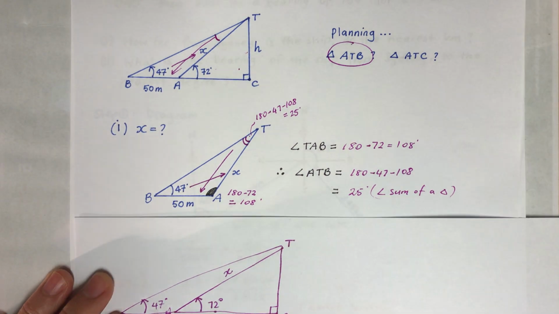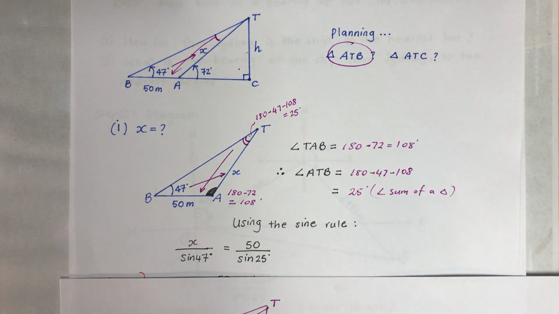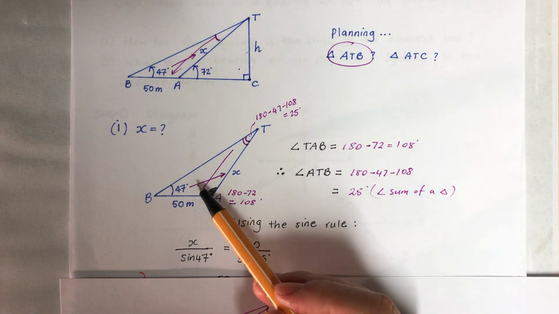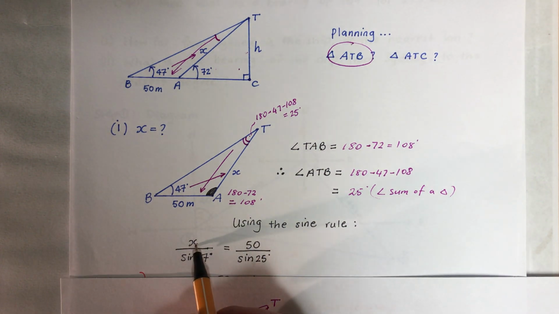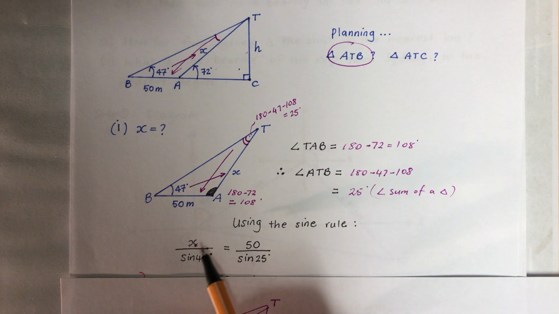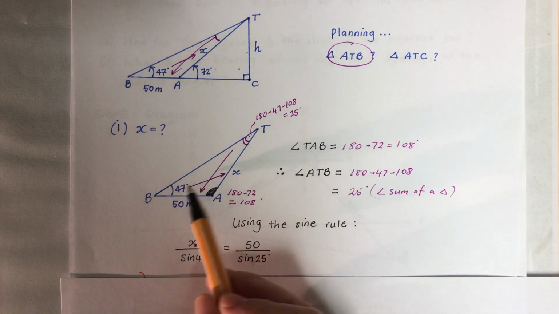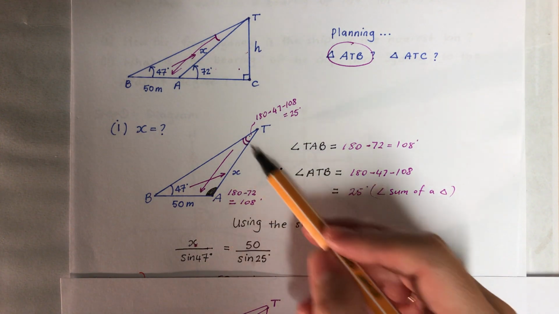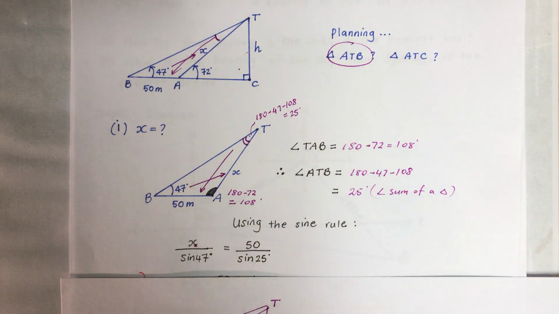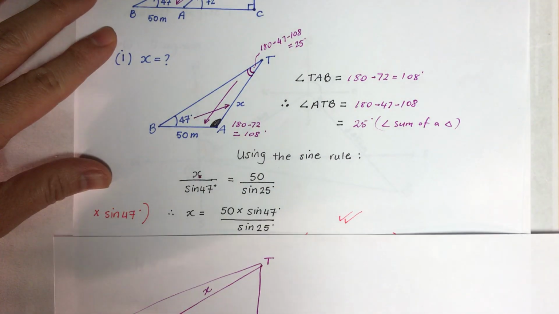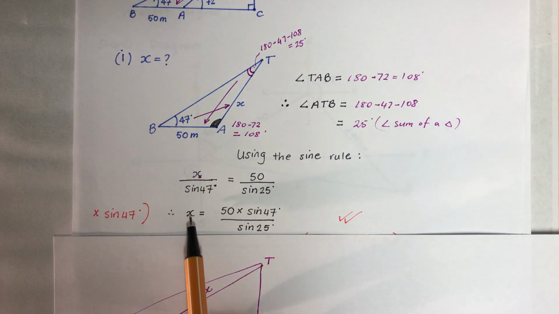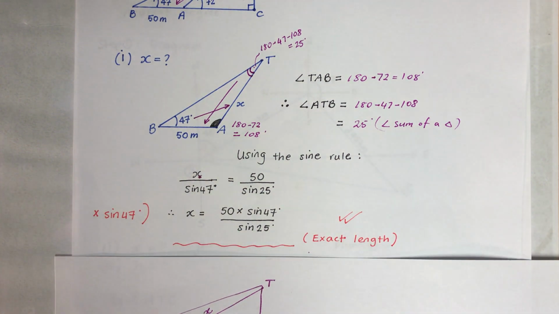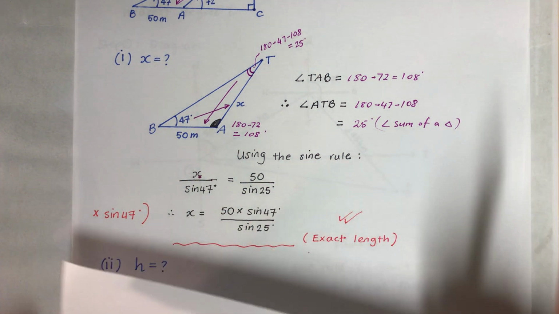Okay, and then finally I can use sine rule. So always unknown angle or side first. So I'm going to put x, and that's opposite. I've already matched up. x over sine 47 equals 50 over sine 25, and I'm multiplying by sine 47 on both sides, leaving x, because I want to make x the subject, and then its exact length. So I haven't done anything. I didn't put that into the decimal.